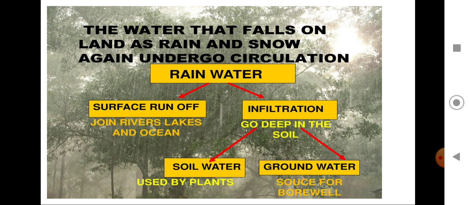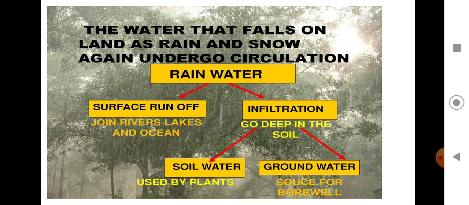The rainwater will fall as surface runoff. That means it will fill the river, lake, ocean. Infiltration means it goes deep into the soil. When infiltration happens, it is used by the plants in the topmost soil when the plants absorb it for their growth. And also it gets settled under the ground as groundwater. So rain is the main source of water for the earth. The rainwater fills the surface water and also the groundwater.